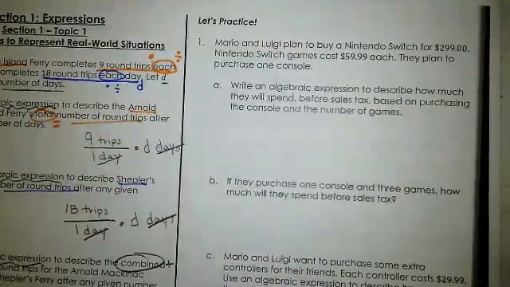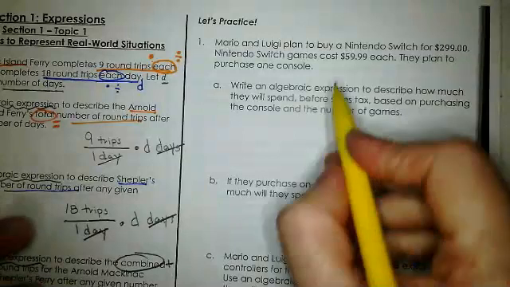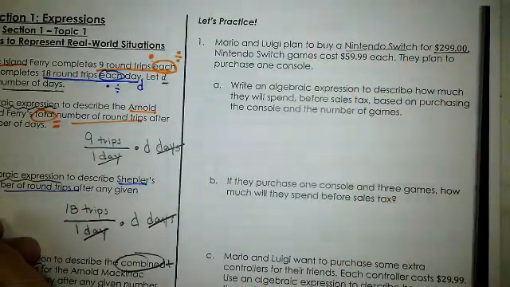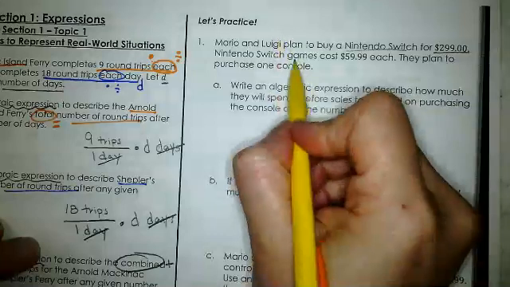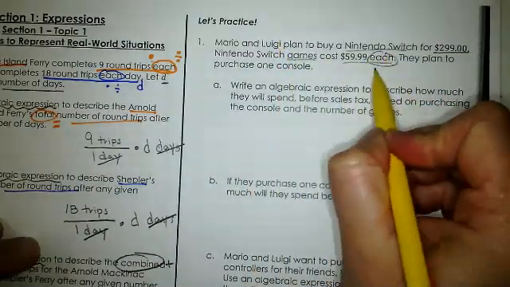Mario and Luigi plan to buy a Nintendo Switch for $299. Nintendo Switch games cost $59.99 each. They plan to purchase one console. So let's go through and mark it up. And the Nintendo Switch is $299. A game is $59.99 each.